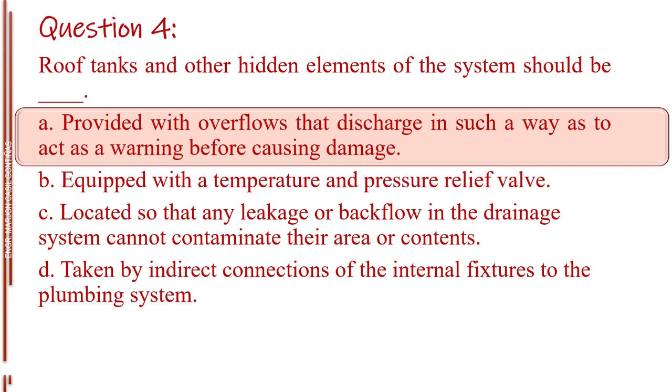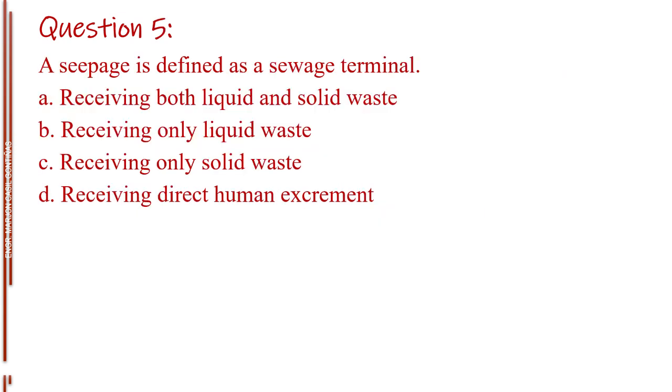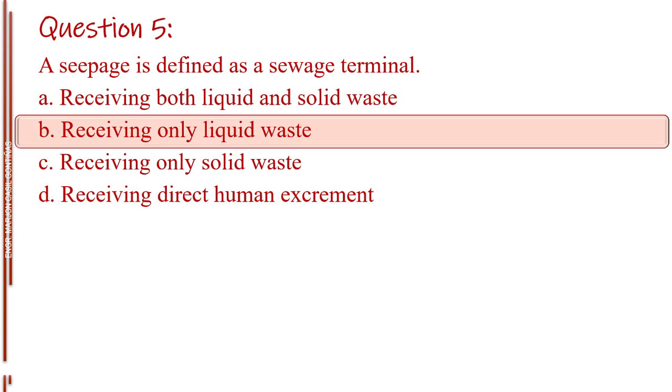Question number 5. A seepage is defined as a sewage terminal. Letter A, receiving both liquid and solid waste. Letter B, receiving only liquid waste. Letter C, receiving only solid waste. Letter D, receiving direct human excrement. The answer is letter B, receiving only liquid waste.